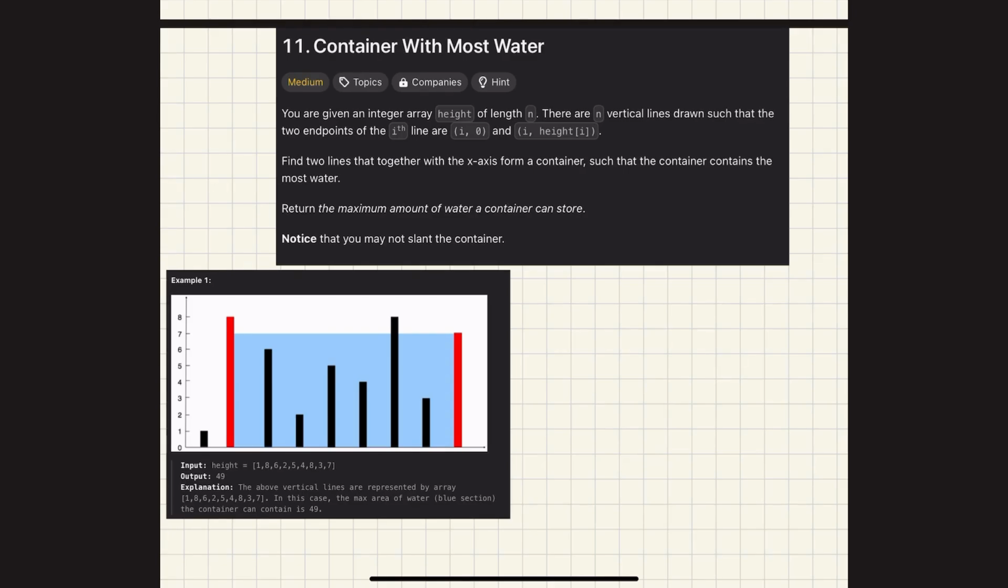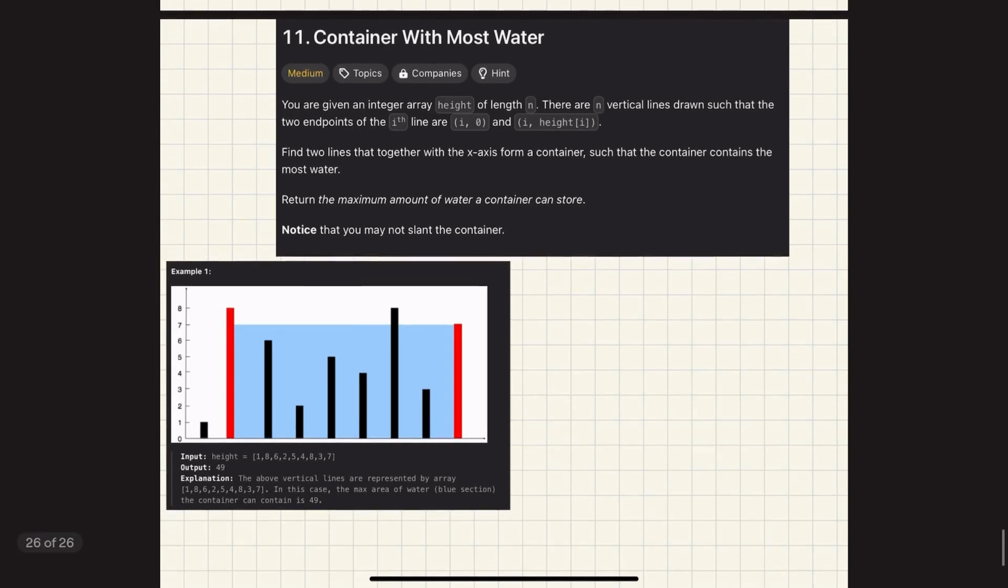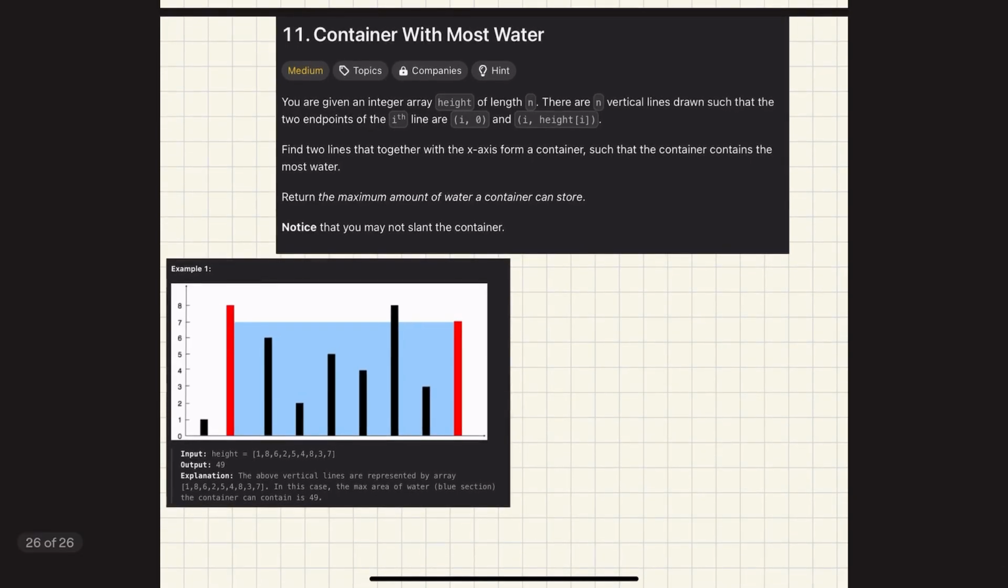You're given an integer array height of length n, and there are n vertical lines drawn such that the two endpoints of the ith line are (i, 0) and (i, height[i]). Find two lines that together with the x-axis form a container such that the container contains the most water. Return the maximum amount of water a container can store. Notice that you may not slant the container.